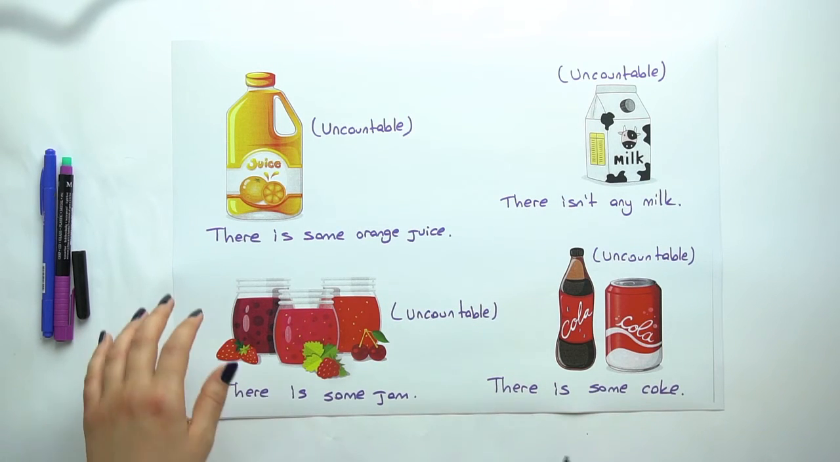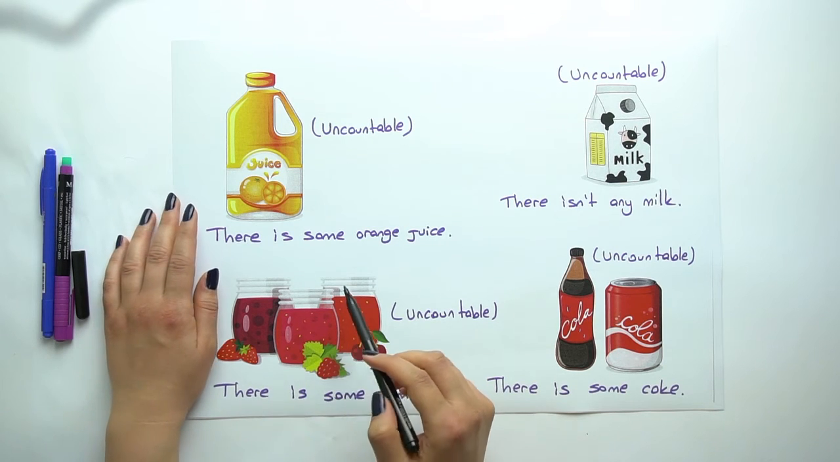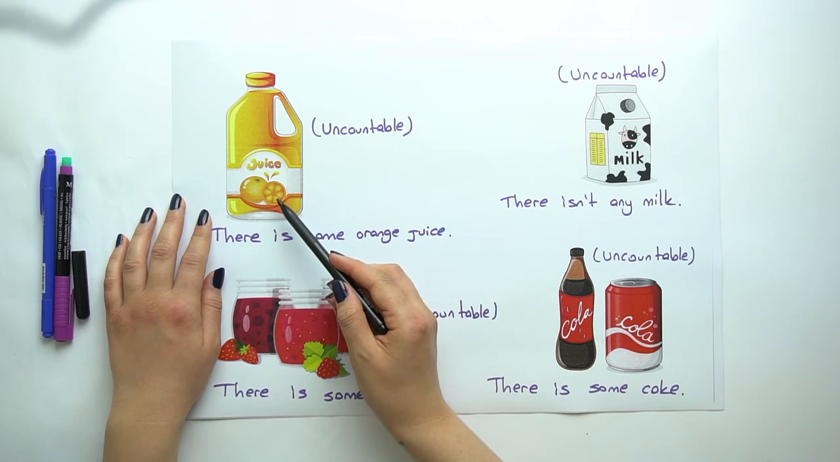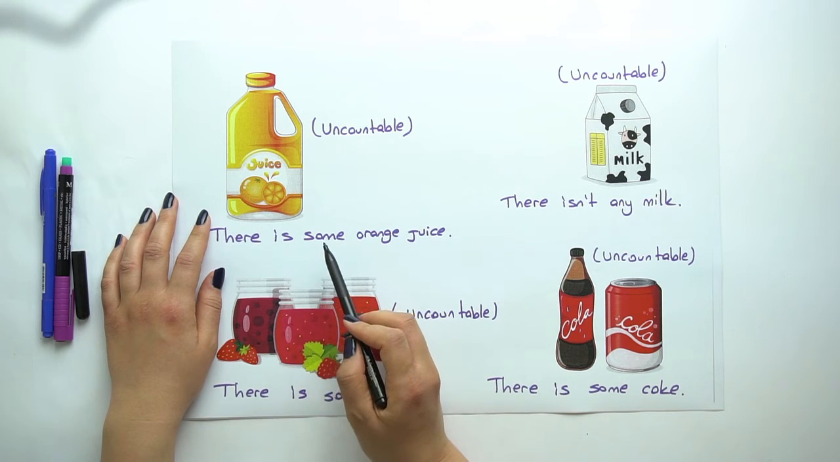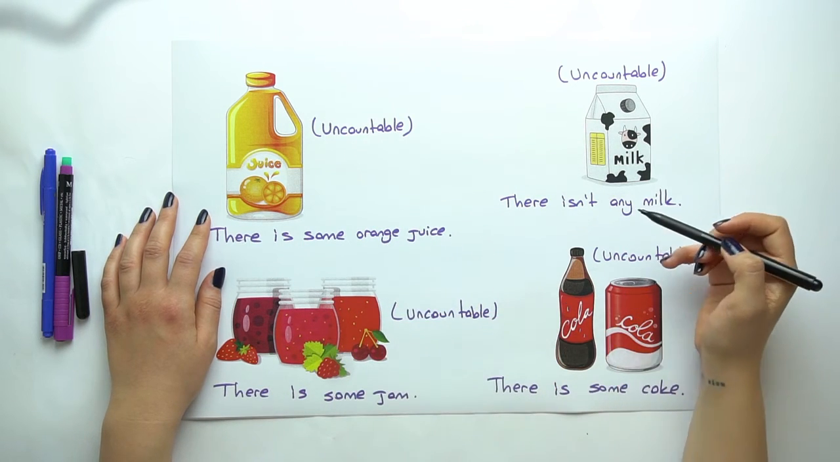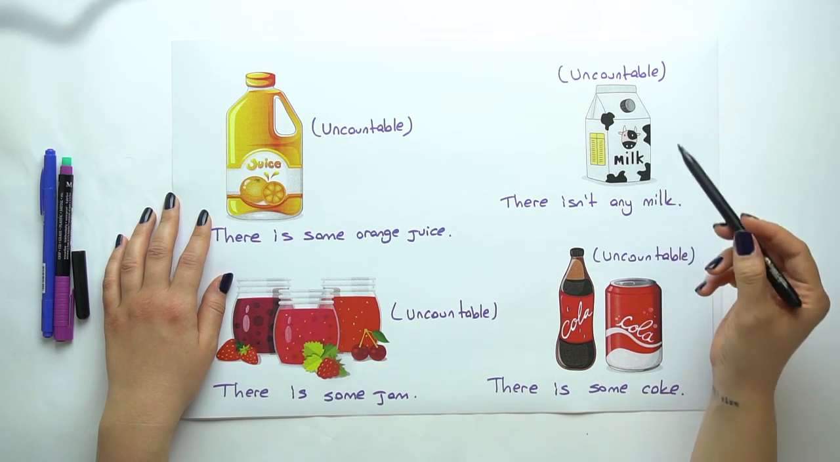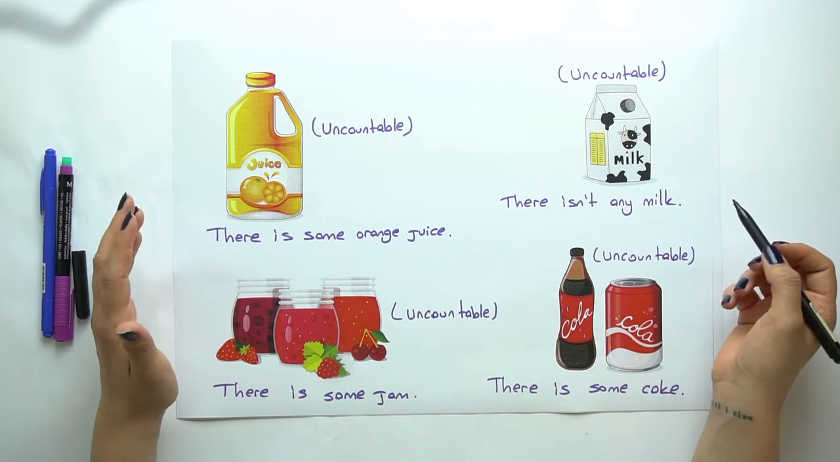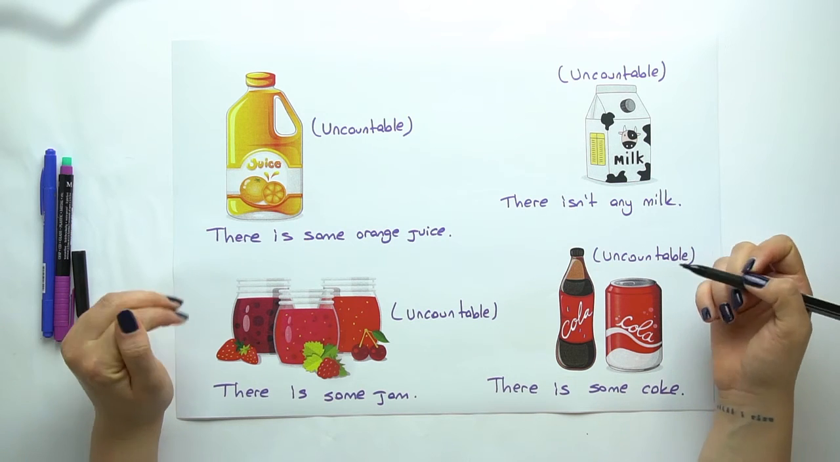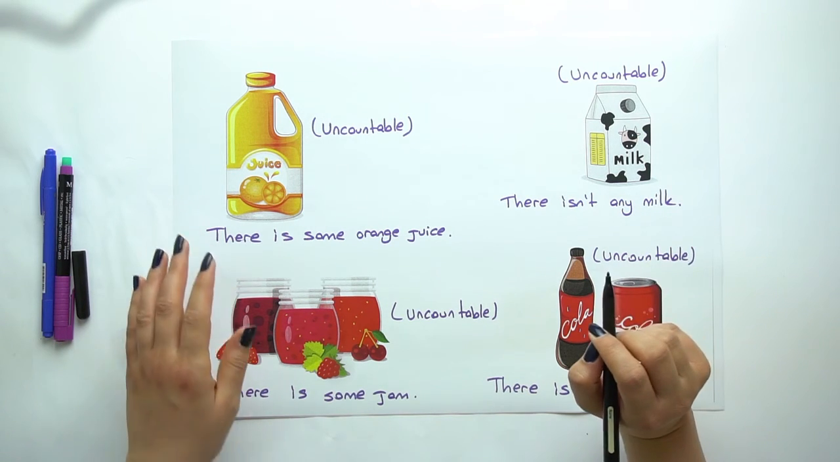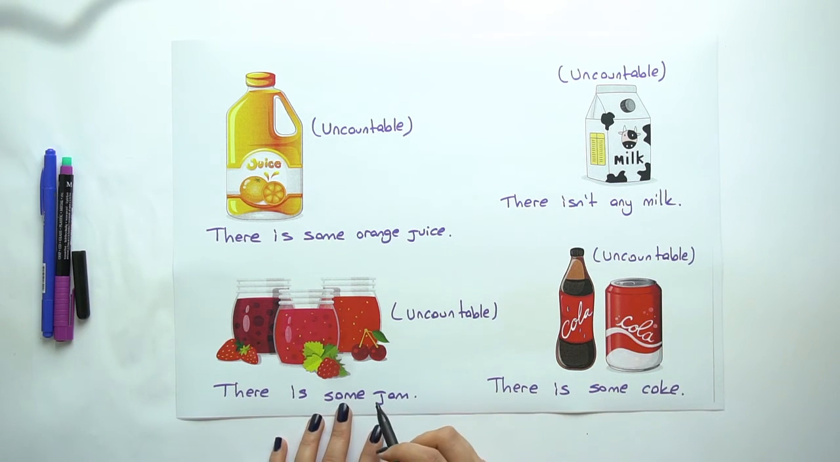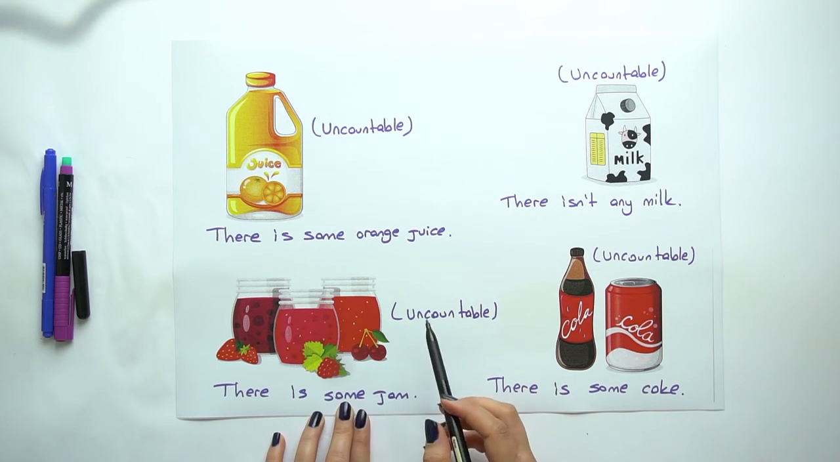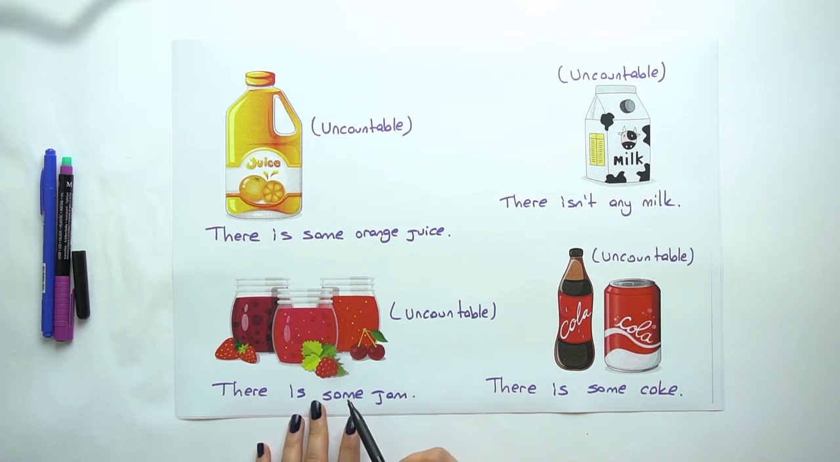Now, drinks. But what about drinks? Okay. First one, juice is uncountable. There is some orange juice. Milk, next one, is uncountable. So we can say there isn't any milk. You can see that I only use singular verbs with this uncountable nouns. Next one, jam, and it is uncountable, so we can say there is some jam.